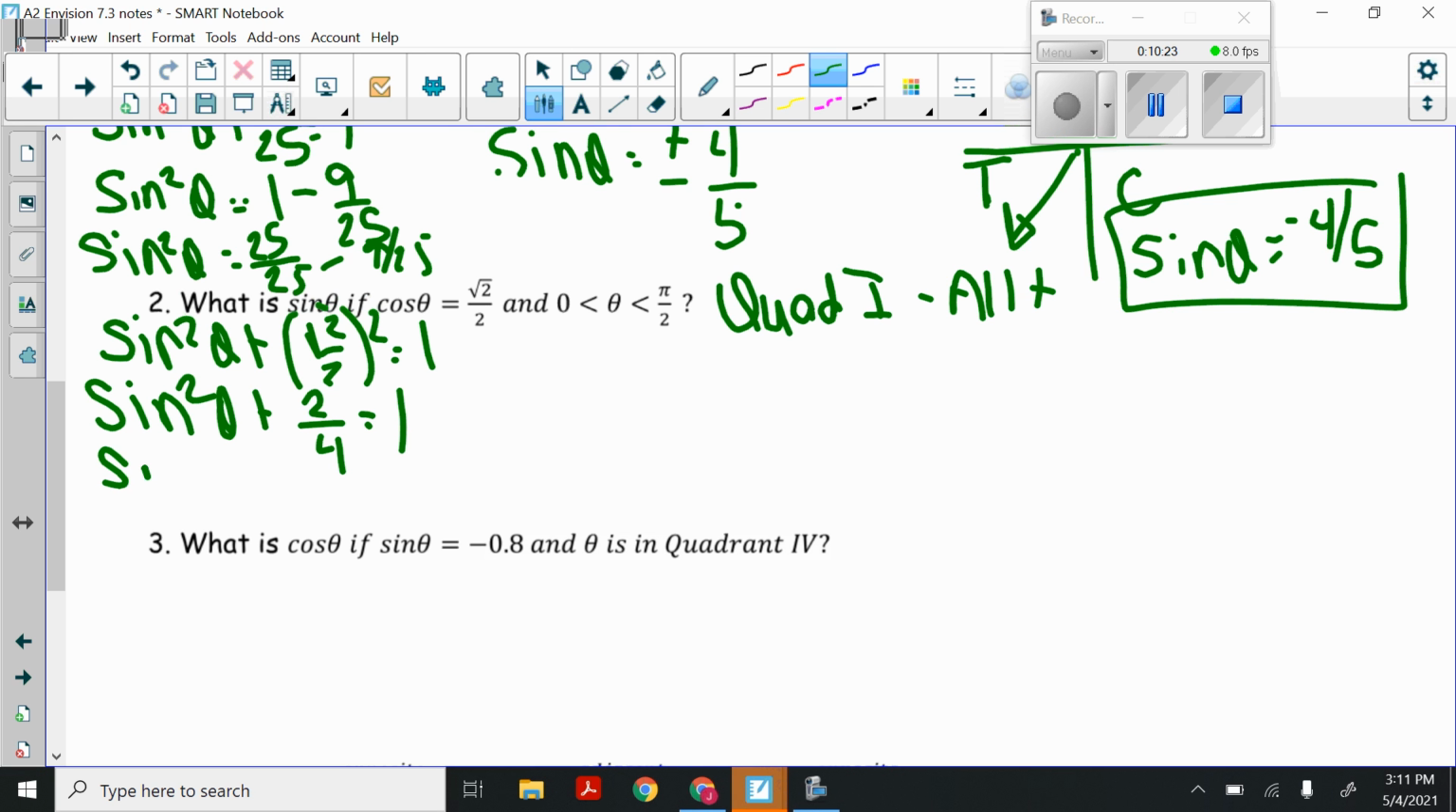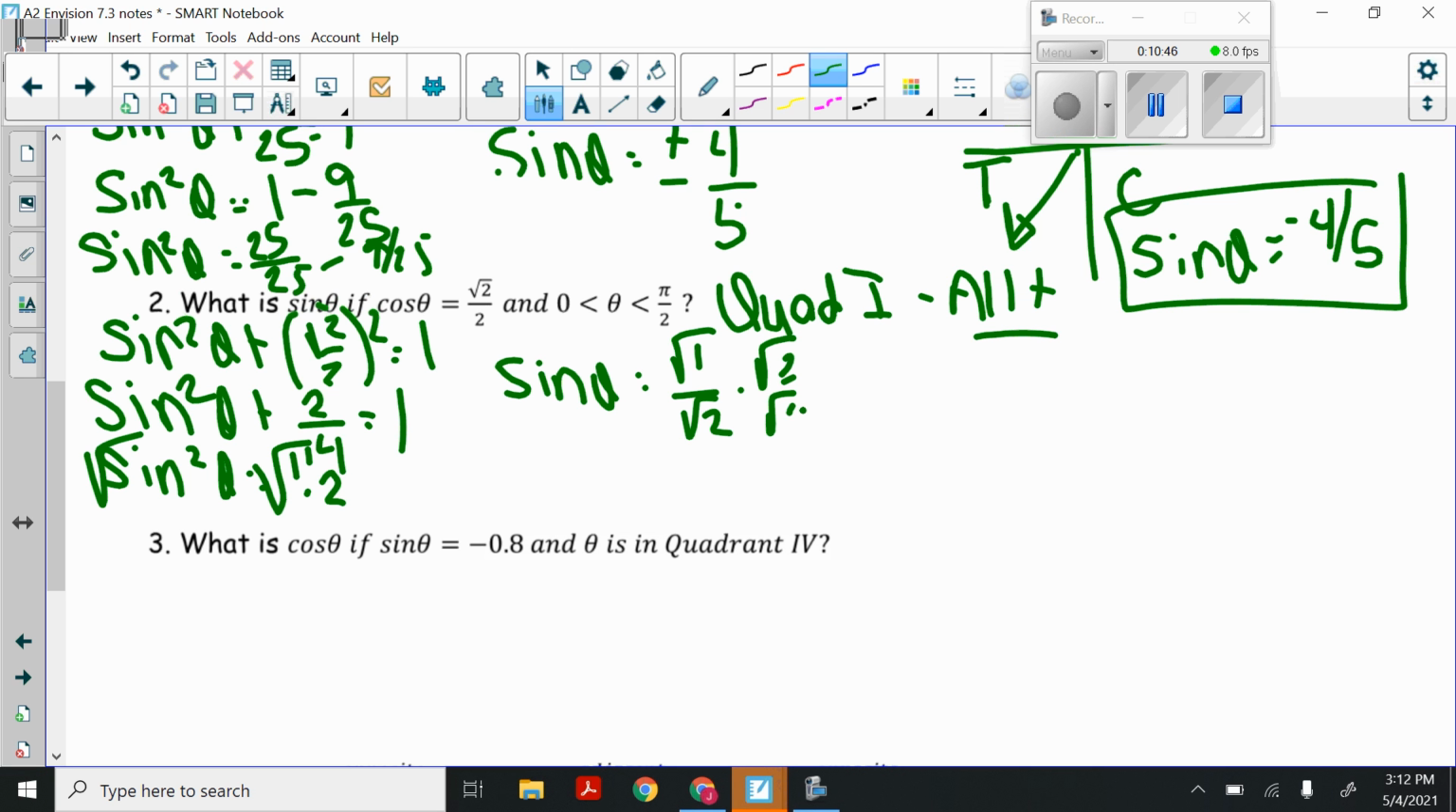Subtract 2/4, which is really just 1/2. Sine squared theta equals, 1 minus 1/2 is 1/2. Take the square root of both sides. We already know that we only want the positive, so sine of theta equals the square root of 1 over the square root of 2. I can't leave my answer like that, so I need to rationalize, multiply top and bottom by the square root of 2. So I get on top the square root of 2 over 2. So the sine of theta would be the square root of 2 over 2.